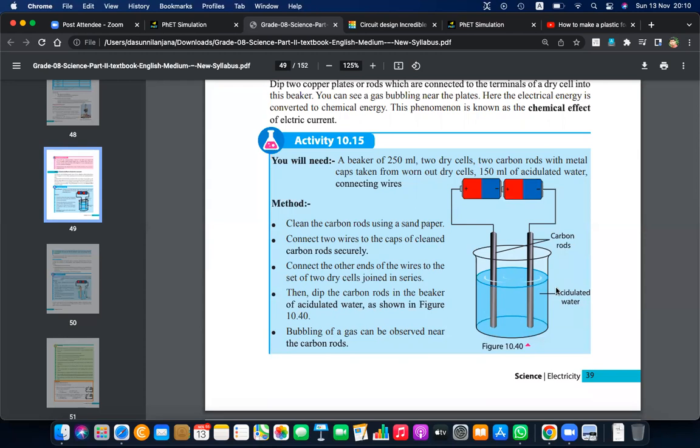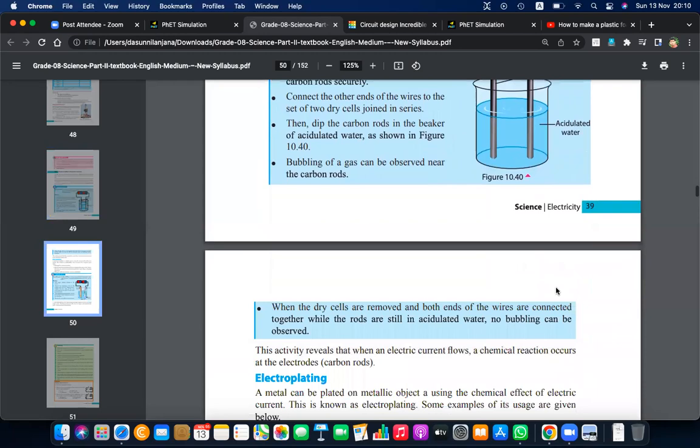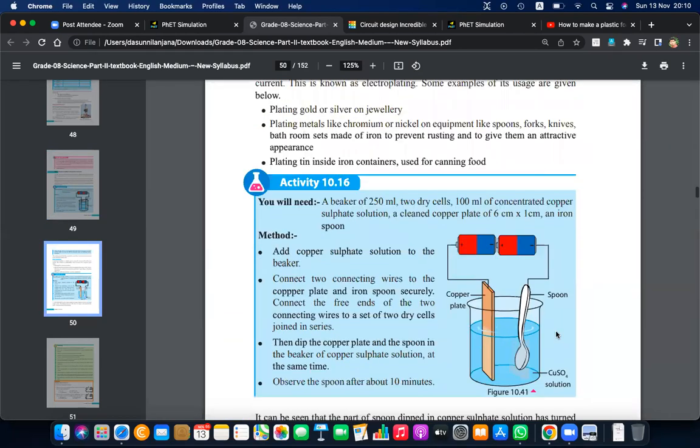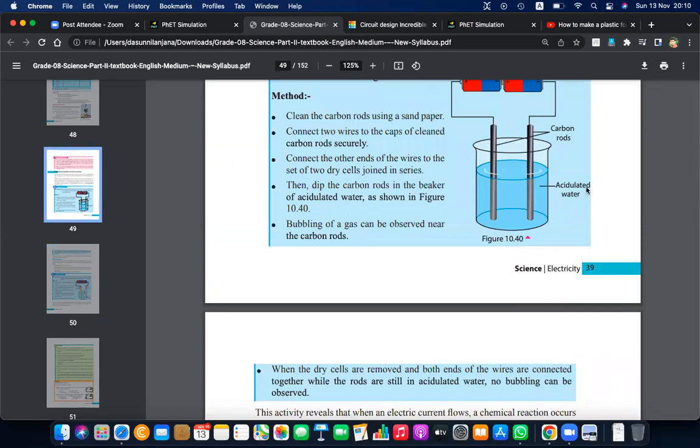Just remove the cover of the battery carefully. Get the help of an adult. Remove the cover of the battery and then the zinc layer of the battery. Then you can remove the filling, and after that you can get the carbon rod from it. Then you can use it, and here you can see the copper sulfate solution. Here they have actually used acidulated water.